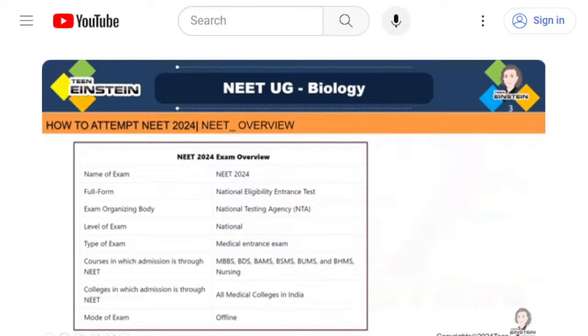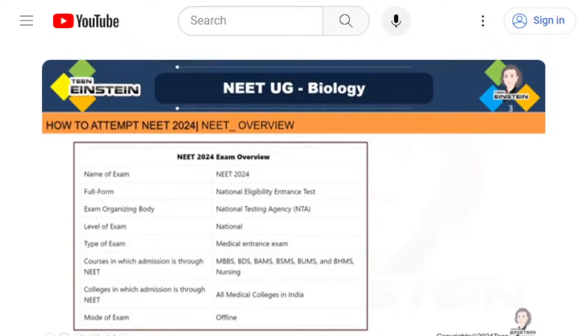NEET, the National Eligibility cum Entrance Test, is a very important exam for students who are interested in the medical field. This is the main exam, the gateway for admission to different undergraduate medical and dental courses offered across the country. The NEET 2024 exam evaluates the candidate's knowledge in subjects like physics, chemistry and biology. So our aim is to excel in this NEET exam.